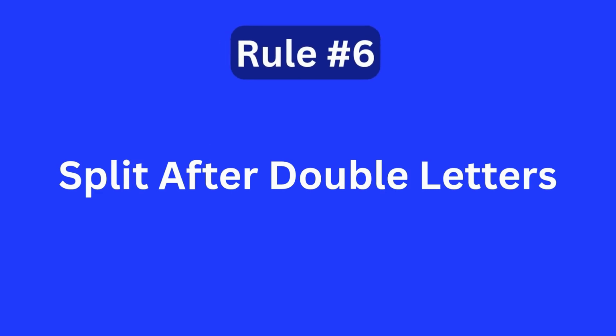In our next lesson, rule number 6, split after double letters, you will discover another simple clue that can help you divide words into syllables more accurately. Words like letter, summer, and rabbit contain double letters that provide important hints about where syllables can be divided. Once you learn this rule, you'll start spotting these patterns almost everywhere in English. But first, let's finish today's lesson on compound words.